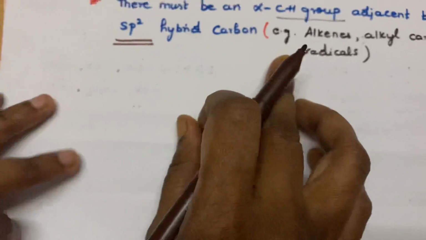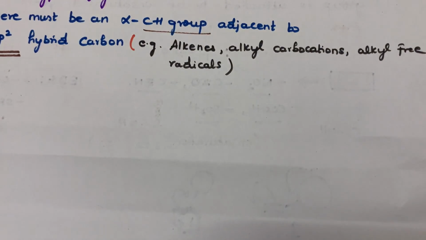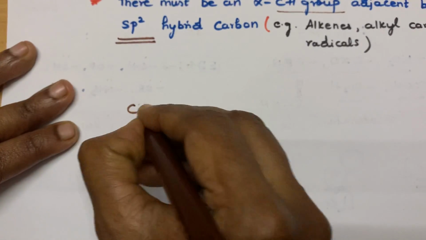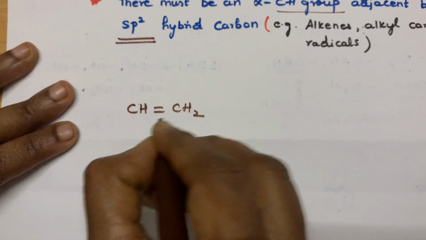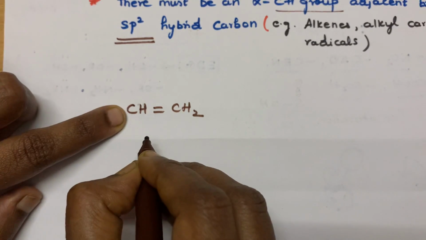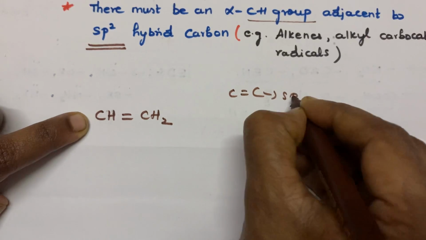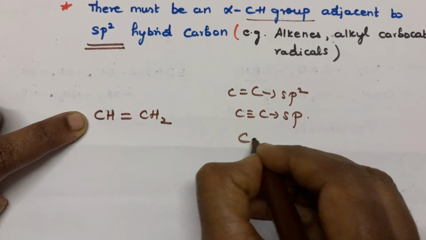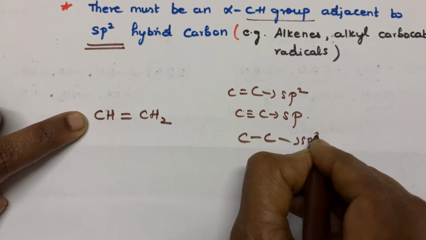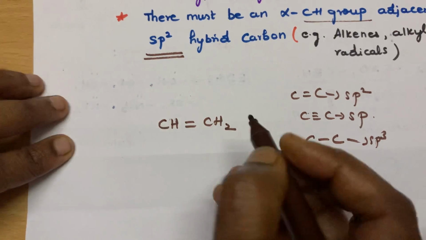So what is an sp2 system? Examples are alkenes, a carbocation, or a free radical. If we have CH double bond CH2, this carbon is sp2 hybridized, isn't it? If it is a carbon double bond, the carbon is sp2 hybridized. If it is a triple bond, it is sp hybridized. If it is a single bond, then it is sp3. So please remember this. This is an sp2 system.